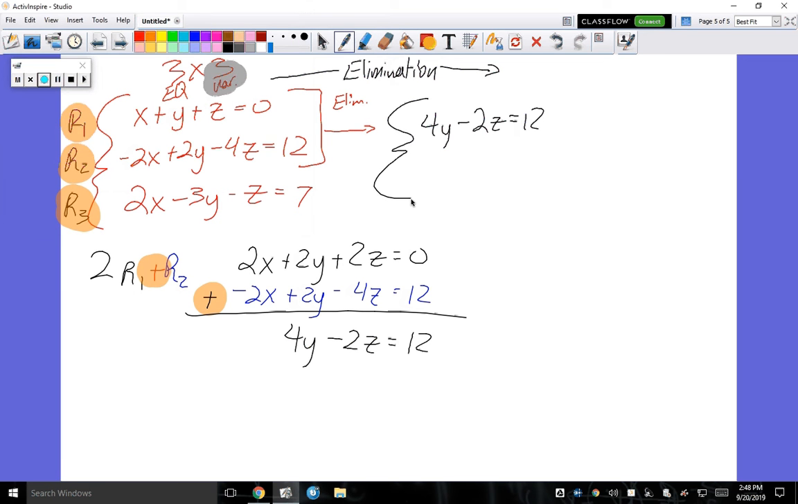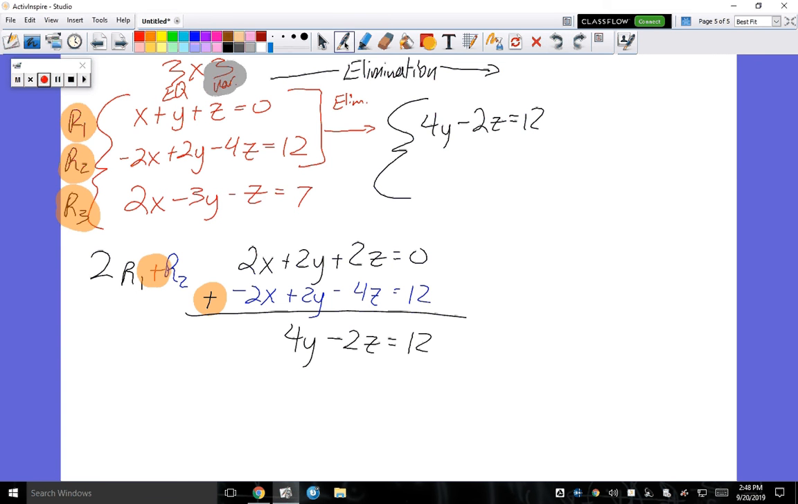Any questions? Yes? Where did you get the first equation from? Like the 2x plus 2y? The first equation here was because I did 2 times r1. Okay? No, that's a good question. You have to ask, because otherwise it's going to be a frustrating day today. Please ask me the questions now, okay? So 2 times r1 is that.